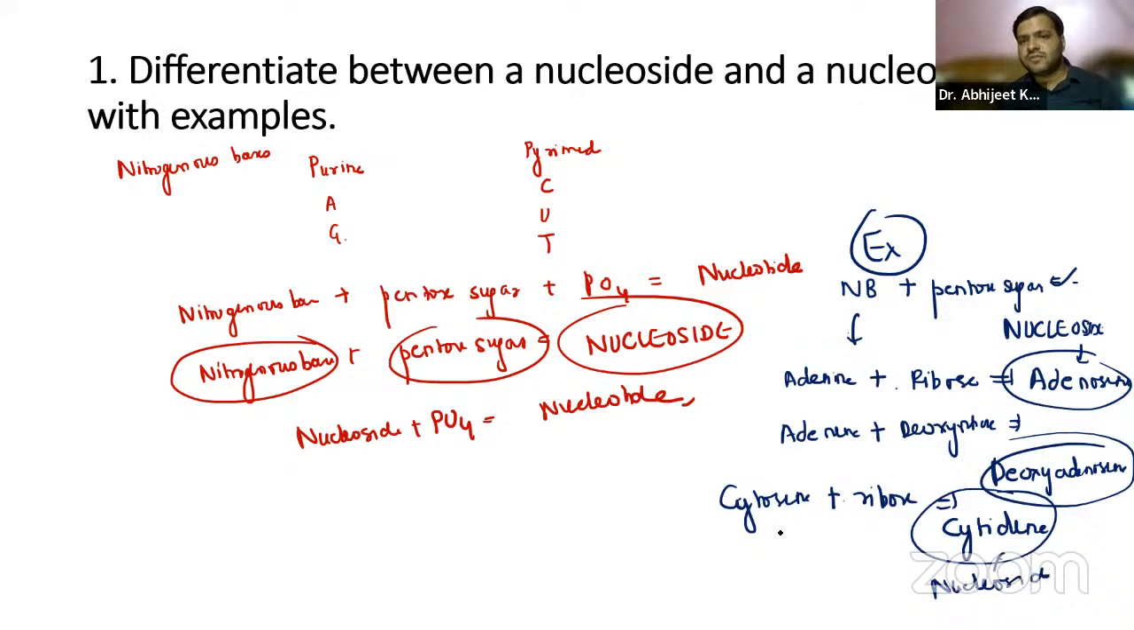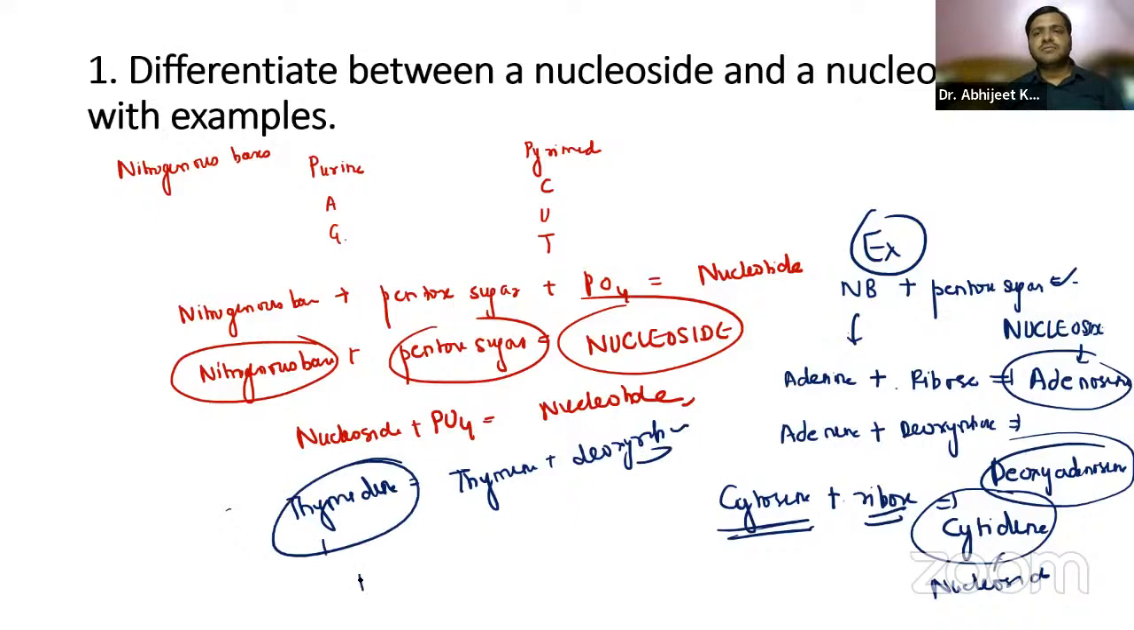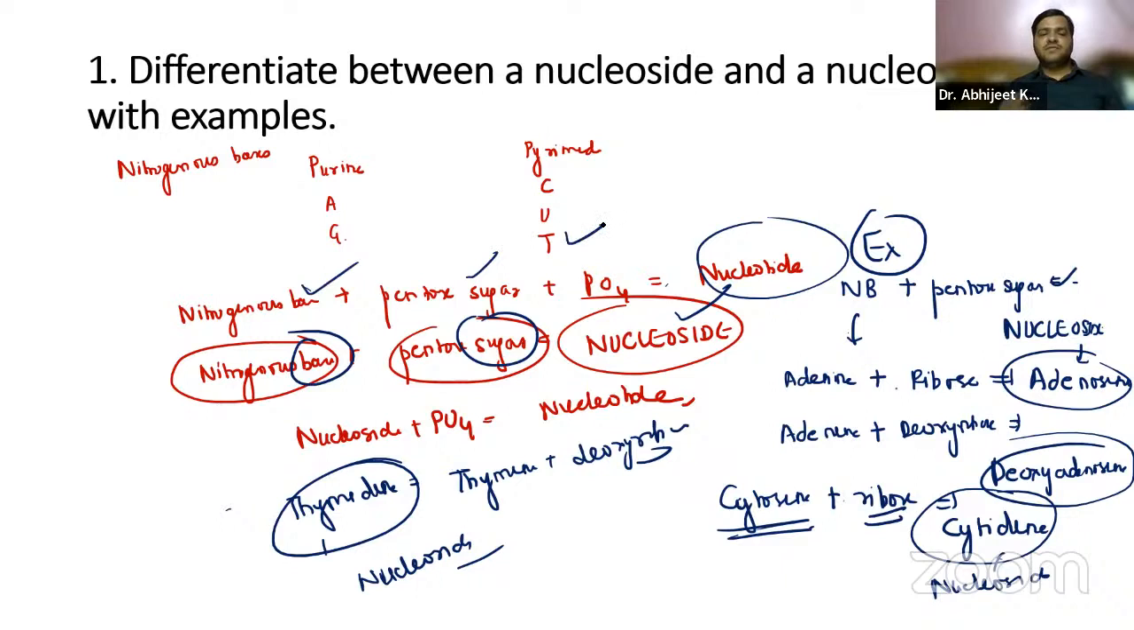Nucleoside is composed of the nitrogenous base and the sugar. We also have thymidine. Thymidine is composed of thymine plus deoxyribose, right? So thymidine is again a nucleoside. So we have given 4 examples, right? There can be many as well. So nucleoside is nothing but the sugar and the base. What is nucleotide? Sugar, base plus phosphate.